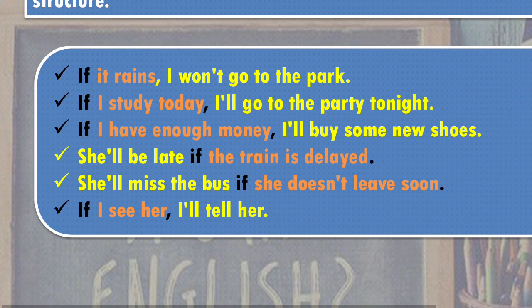And as you can see in the examples, here, for example, I'll buy some new shoes. Tengo I will buy some new shoes. Y el verbo buy está en infinitivo, al igual que de las otras oraciones. And that is it.